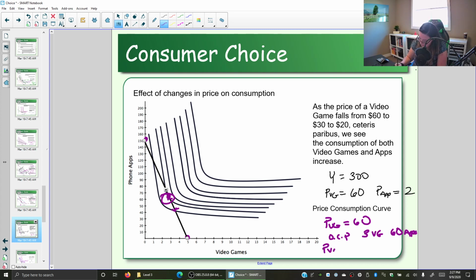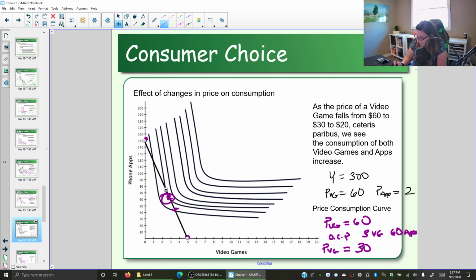Now the question is, what happens when we change the price of video games? So what if we take the price of video games and instead of $60, we make it $30? Okay. So we need a new budget line. And we know from our previous discussions, when you change the price of one good relative to the price of another, what happens to the budget line? Does it shift straight out? No. What happens is the slope changes. Because when we change the price of one good relative to another, what we're changing is the opportunity cost. The sacrifice when you buy one good, you're giving up more or less of the other.